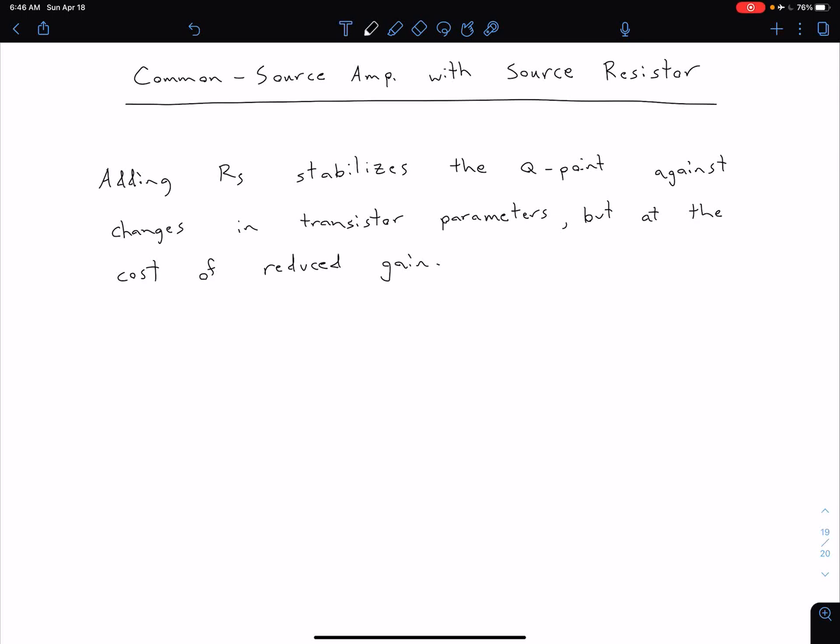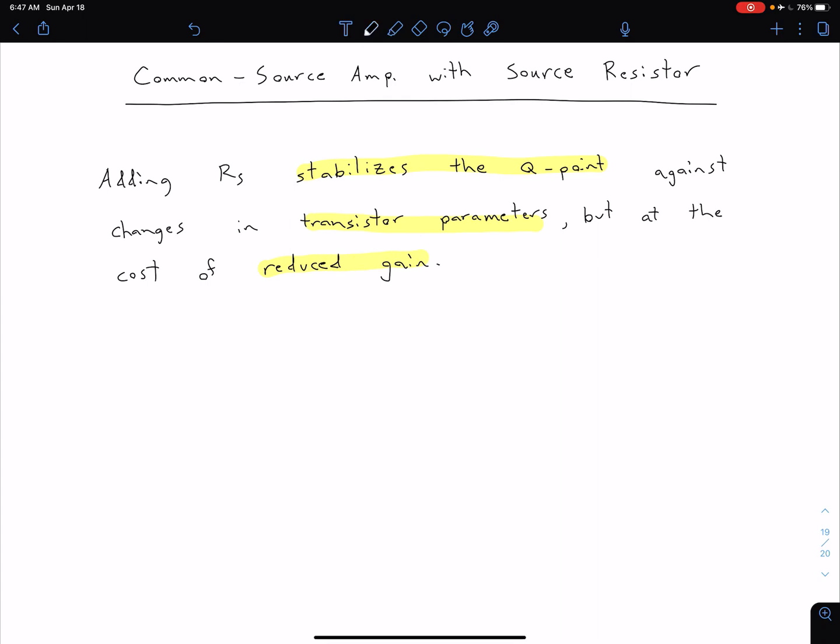Before moving on to look at our other two common amplifier configurations, let's look at our adjusted common source amplifier where we add a source resistor. What we're going to see is that adding a source resistor R sub S is going to stabilize the Q point against changes in transistor parameters. However, we're going to do that at the cost of a reduced gain.